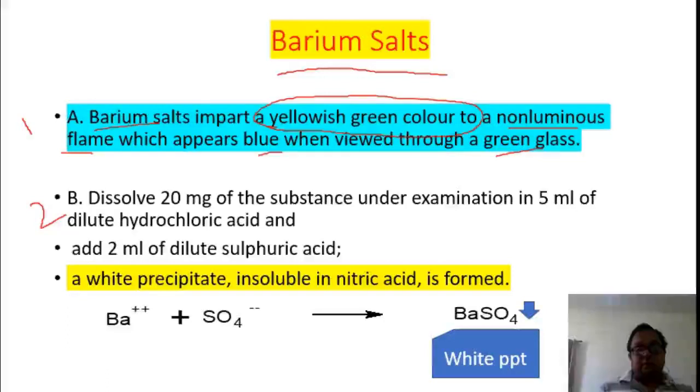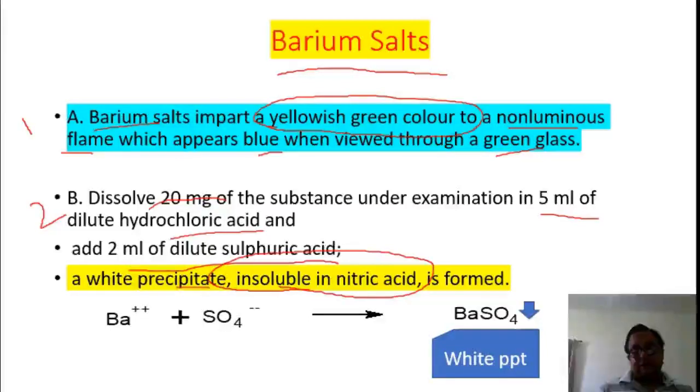Secondly, we dissolve 20 mg of the substance under examination in 5 ml of dilute hydrochloric acid, followed by addition of 2 ml of dilute sulfuric acid. It produces a white precipitate that is insoluble in nitric acid. Here we can see barium reacting with sulfate ion to give the white precipitate of barium sulfate.